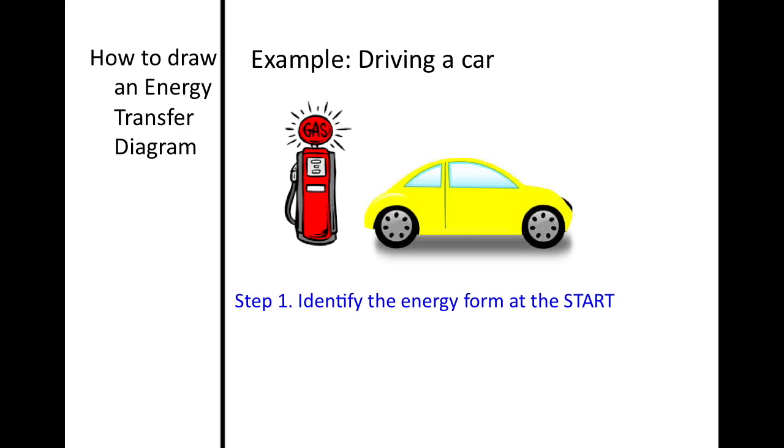Let's take the same example from the beginning with the gas and the car that's going to be driving. The first step that you want to do is you want to identify the energy form at the beginning of the transformation. In this case, we start with the gasoline here. Do you remember what this form of energy was? If you said chemical, you are correct. So we identified the energy to be chemical in the beginning of the transformation.